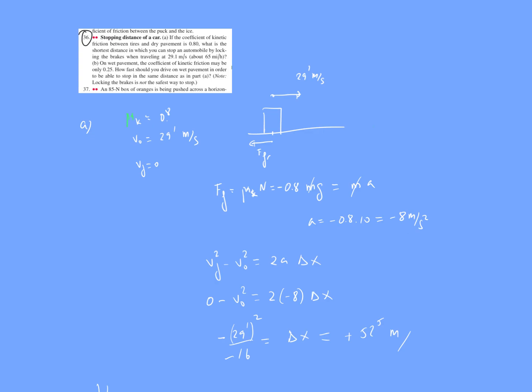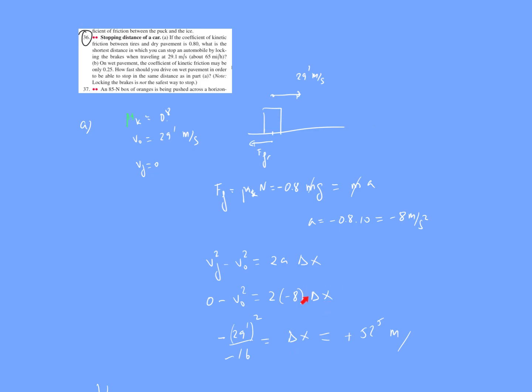But the problem is about distance. It's not about time. So we need to use this equation that we will use when we start studying work and energy, that says that V final squared is related to V initial squared and the displacement times the acceleration. V final squared minus V initial squared is 2 times a times delta x. V final squared will be 0. V initial squared is what we know, 29. Equal to 2 times a, which is minus 8, times delta x. So we have to find delta x.